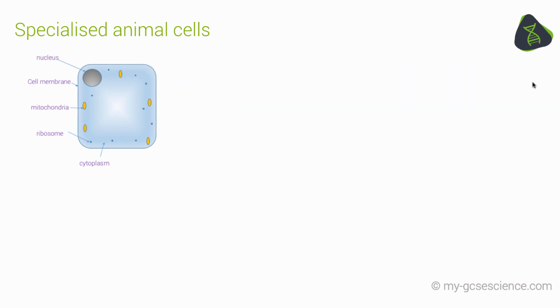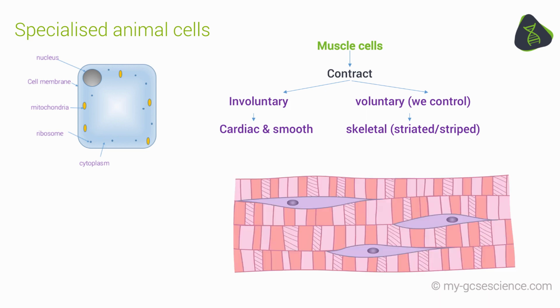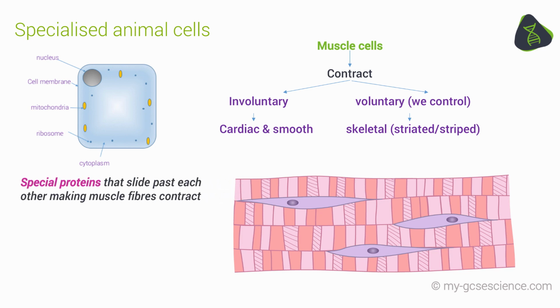There are 3 types of muscle cell in your body. All of them are designed to contract. Some muscle cells contract automatically, some we consciously control. Cardiac muscle contracts automatically to keep your heart beating, while smooth muscle contracts in your gut to push your food along. We do control our skeletal muscle contractions. These muscles are striated, where the cells run as parallel fibres that appear striped. Special proteins help the fibres slide past each other when the muscle contracts.